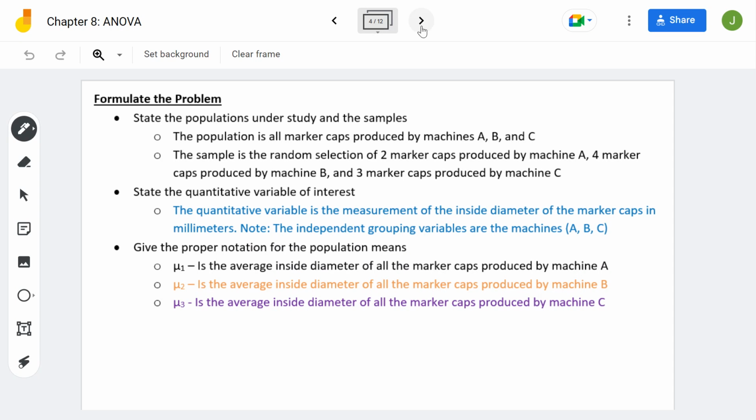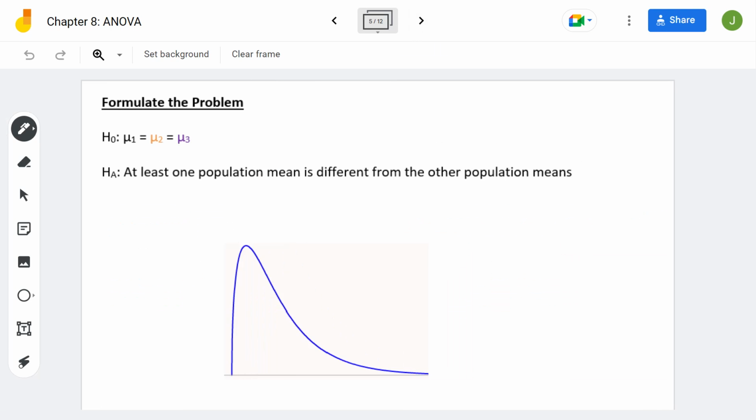Once we formulate the problem, our next step is to write the null and the alternative hypothesis. H sub 0 is pretty easy. We only have 3 groups, so we're going to use mu1, mu2, and mu3 to represent those groups. And H sub 0 says that all 3 means are equal to each other. The alternative is at least one of those means is different from the other population means. If we reject H sub 0, again, we don't know which one is different. We just know at least one of those is different.